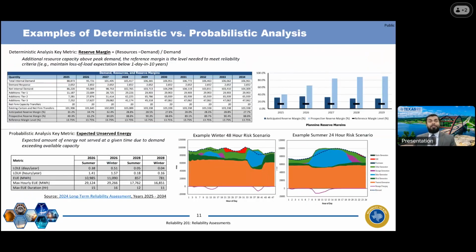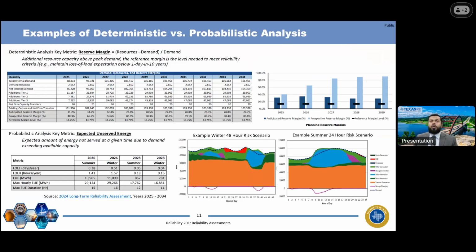In this slide, we'll dive deeper as we compare a deterministic reliability assessment and a probabilistic reliability assessment of the bulk power system using some very key metrics. The pictures shown in this slide are also some of the pictures that you saw in earlier slides. At the top of this slide, we're introducing a key metric which we use in determination of system resource adequacy in a deterministic reliability assessment.